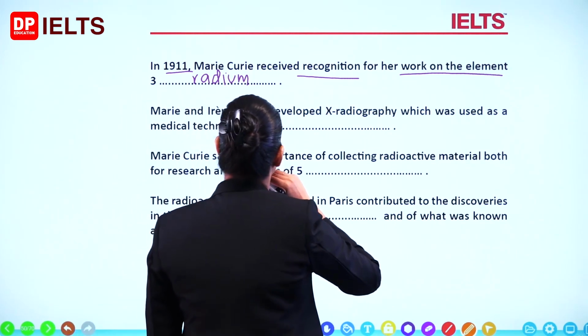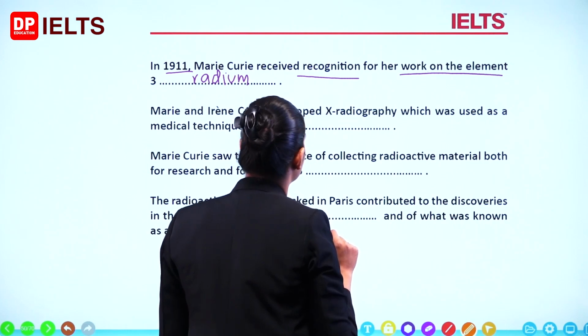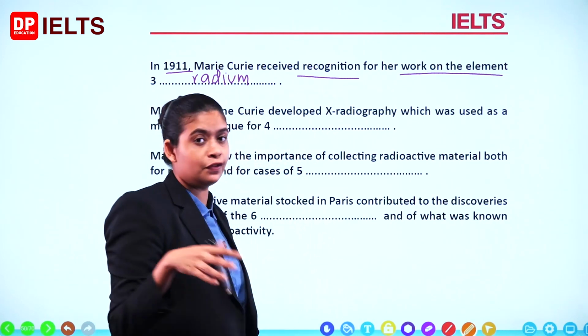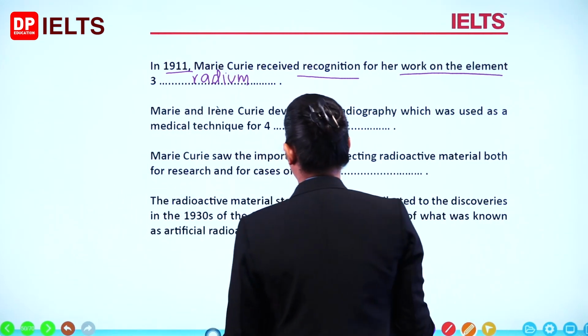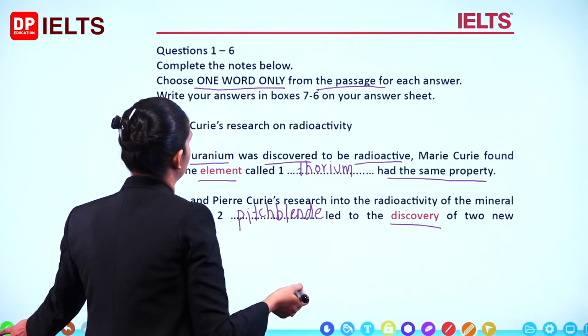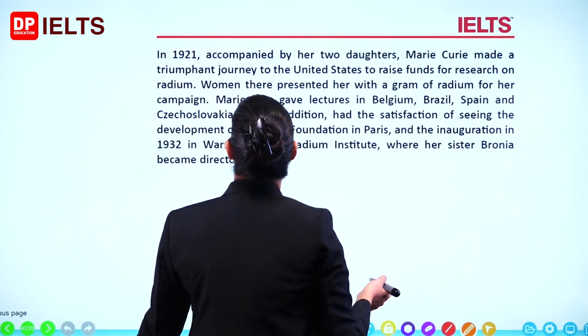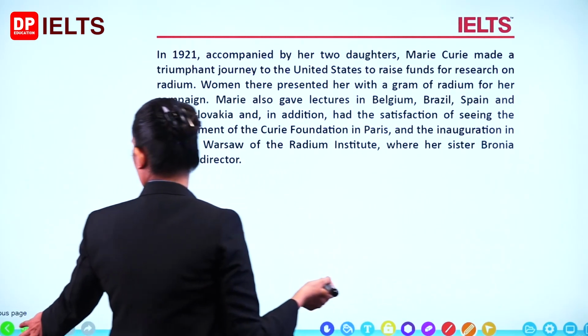Marie and Irene Curie developed X-radiography, which was used as a medical technique for who, right? Who did they use it for? Let's see. Irene.